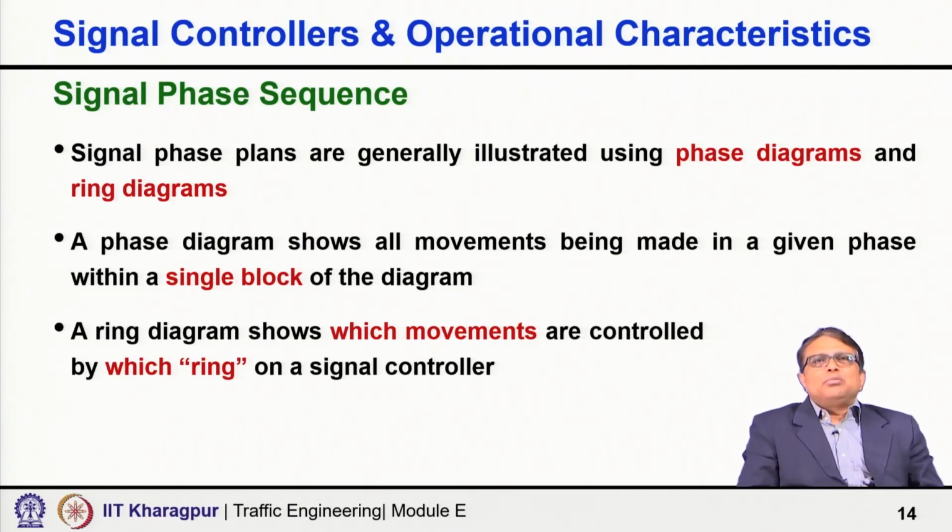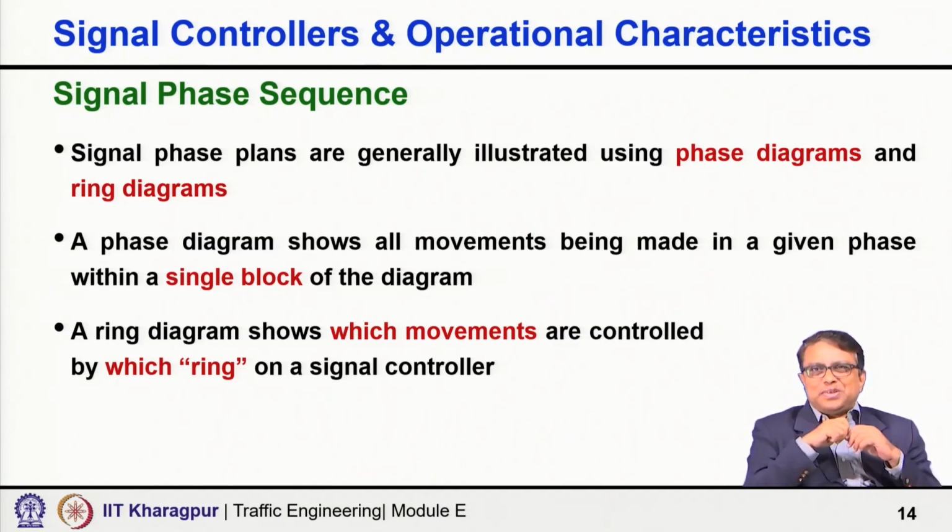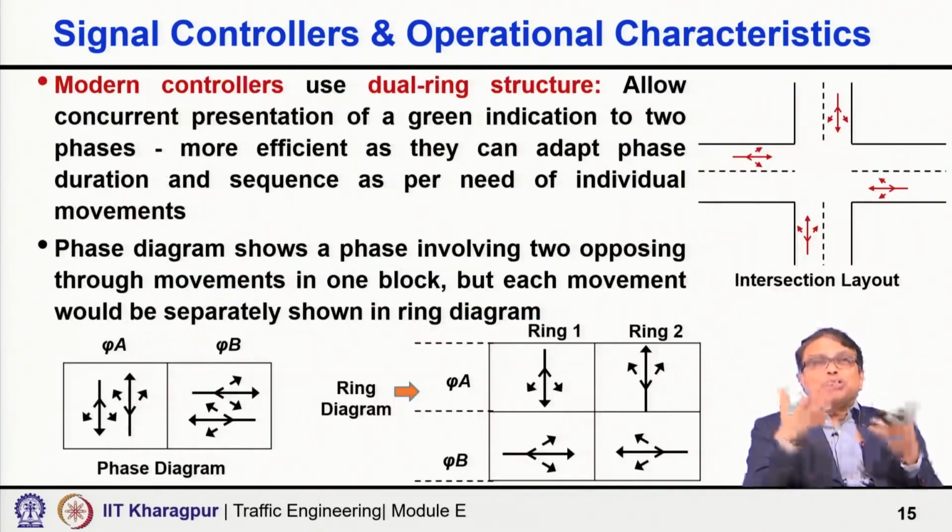Now, let us come and discuss the signal phase sequence. Signal phase plans are generally illustrated using a phase diagram and a ring diagram. A phase diagram shows all movements being made in a given phase within a single block diagram, and a ring diagram shows which movements are controlled by which ring on a single controller. Right. Now, what is that?